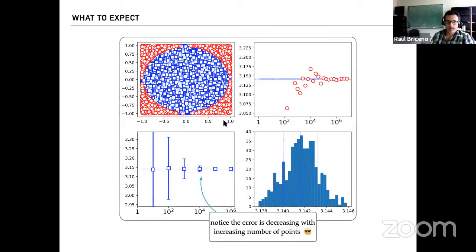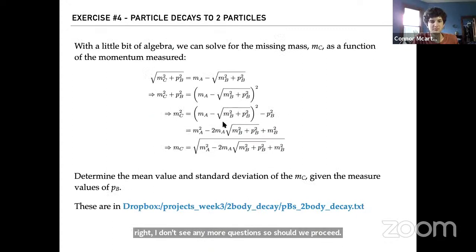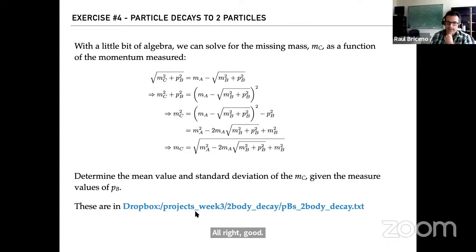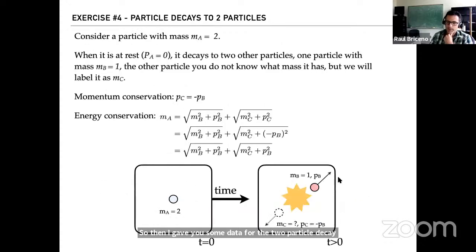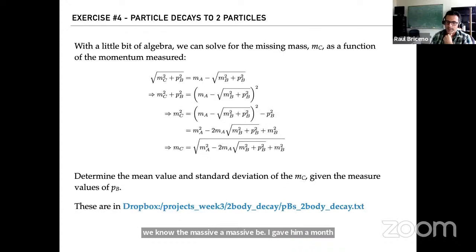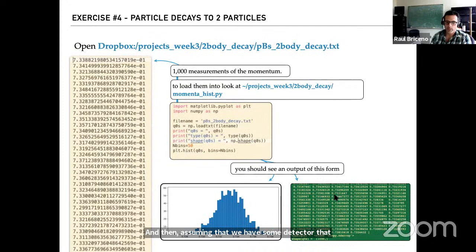All right. I don't see any more questions. So should we proceed? I think so. All right, good. So then I gave you some data for the 2-particle decay for the momenta of the detected B particle, right? We know the mass of A, the mass of B. I gave you the momentum for B. And then assuming that we have some detector that can't tell you exactly the value of the momentum, the question was grab the noisy data, make a histogram of the noisy momentum, and then try to predict the mass of particle C.